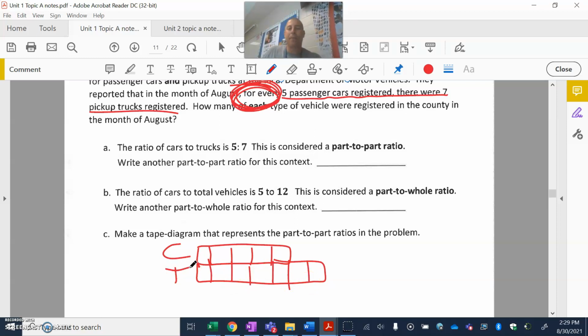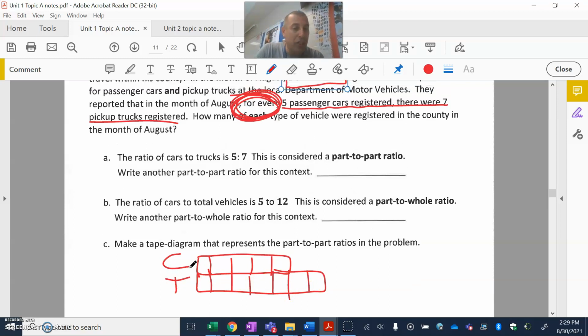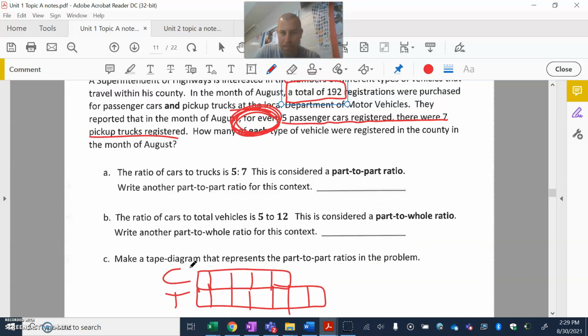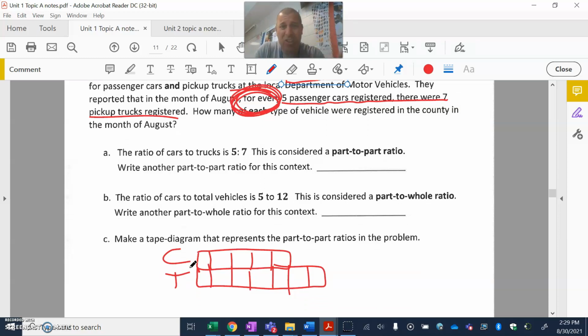Now here's the thing. If I go back up to the question, 192. Is it 192 cars? No. Is it 192 trucks? No. It's a total. Total. So total means that they're added together. So when I come on down here, I can't put the 192 just with the cars. I can't put them just with the trucks. I gotta put it with both of them.